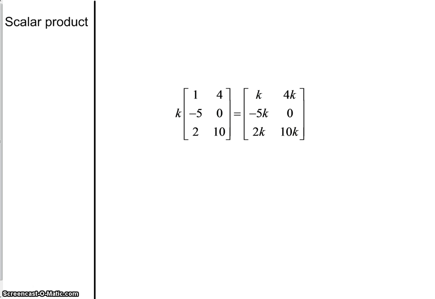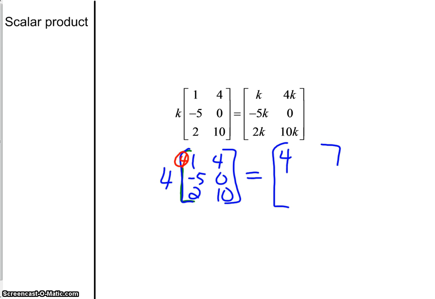Let's take this matrix here, but let's multiply it by 4. 1, 4, negative 5, 0, 2, 10. So we're multiplying it here by our 4. First I'm saying to myself, okay, here's my 4. I'm going to take my 4 and multiply it by the 1. So 4 times 1 is 4.